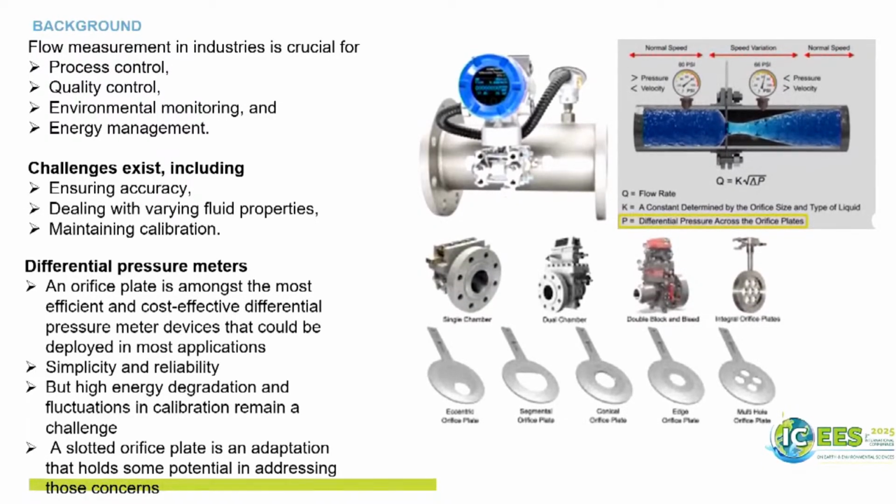It has been in use for a very long time, and a large number of them are deployed in measuring industries, water supplies, and custody transfers for liquids and gases across the globe. It's very simple and reliable, but high energy degradation and fluctuation in calibration remain a challenge even for the orifice plate. A slotted plate is therefore an adaptation to address some of the issues that have been observed with orifice plates.